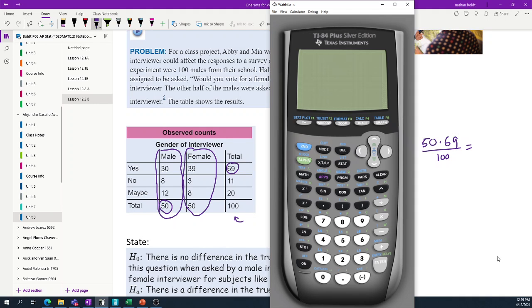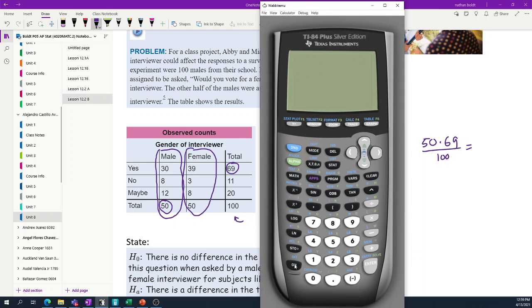Where is my calculator? Turn on. Why aren't you turning on? On. There it goes. It's just slow today. All right, 50 times 69 divided by 100. That is angry.